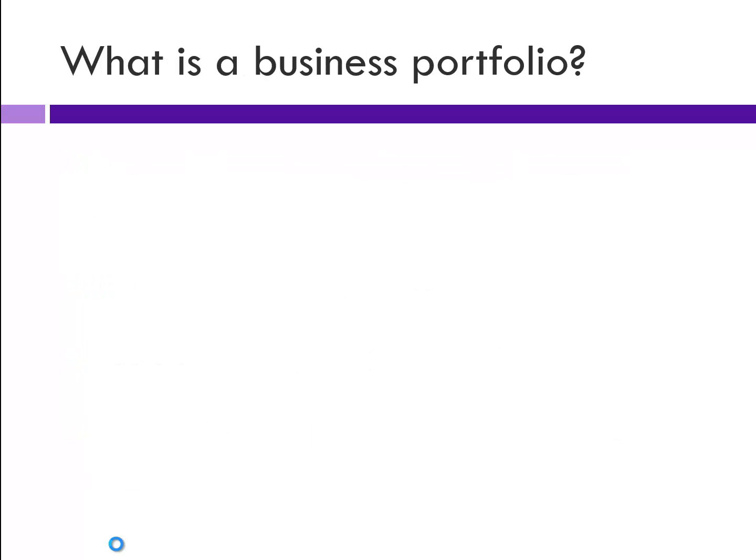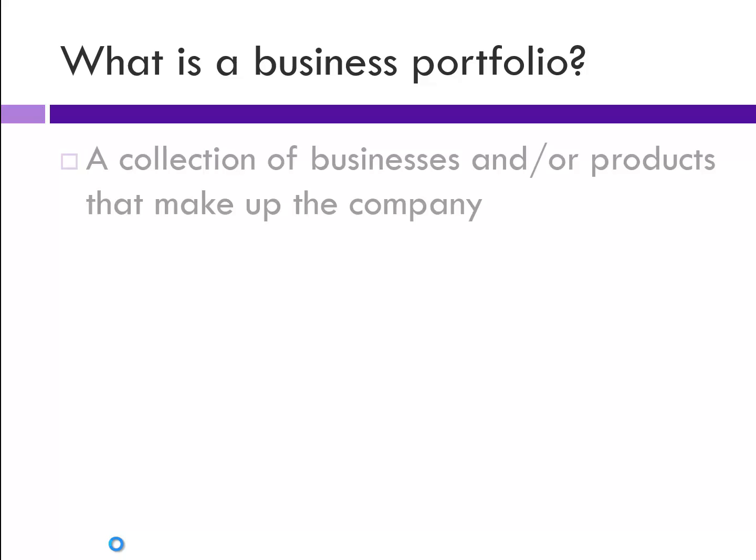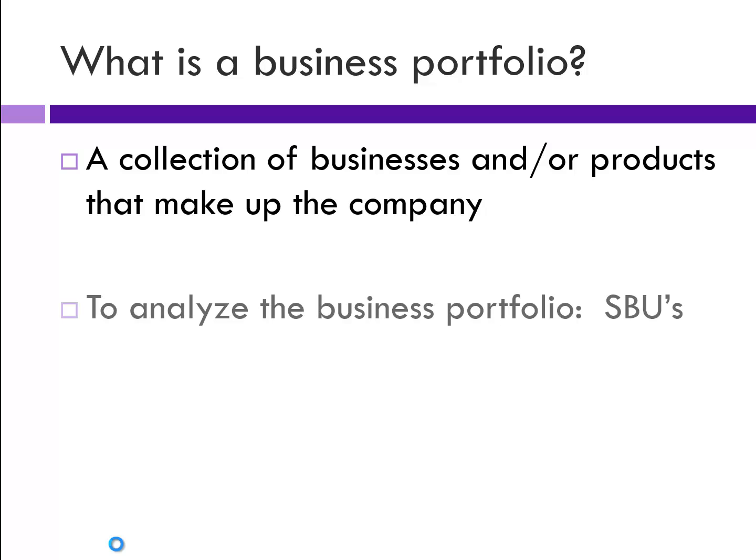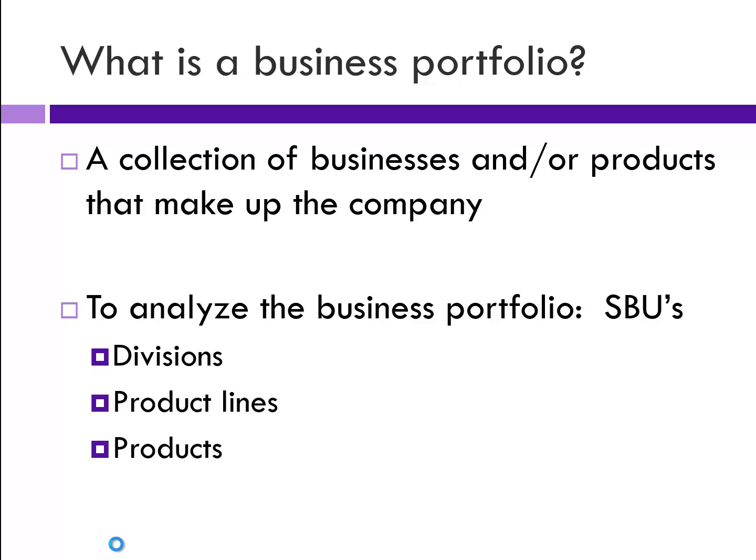So let's talk about designing this business portfolio. A business portfolio is a collection of businesses or products that make up the company. In order to analyze this, and to allocate our resources in the most efficient way, in the way that's going to help us achieve our goals, we divide the company up into what we call SBUs, strategic business units. We can divide it up by division, so marketing, production, HR, financial, that kind of thing. We can do it by the various product lines that we sell. We can even do it by a specific product.